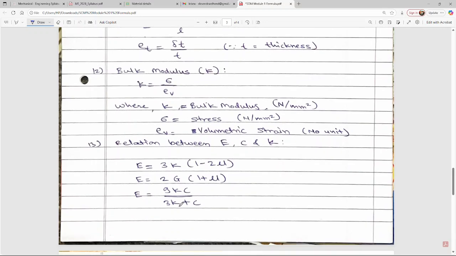Relation between E and K: E is equal to 3K into (1 minus 2 mu), and E is equal to 2G into (1 plus mu). Here E is the modulus of elasticity, K is the bulk modulus, mu is Poisson's ratio, and G will be the shear modulus. Here C is also known as shear modulus; C and G both are the same. Okay, that's all.